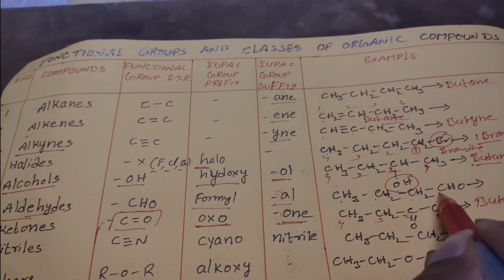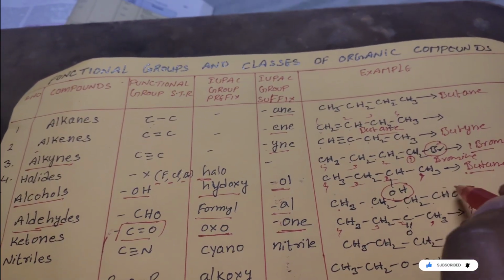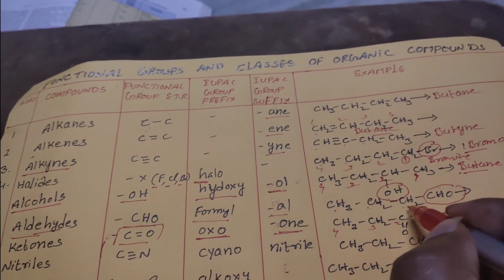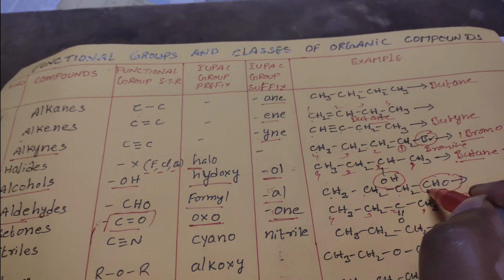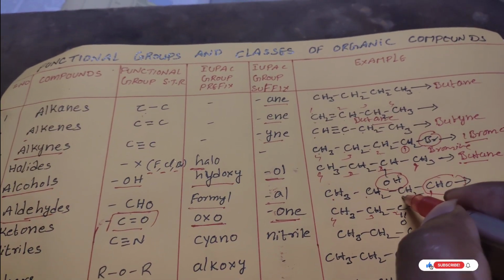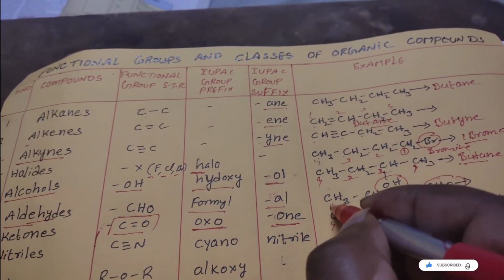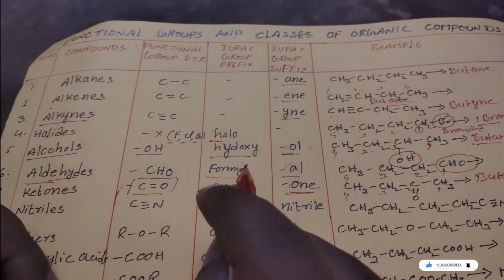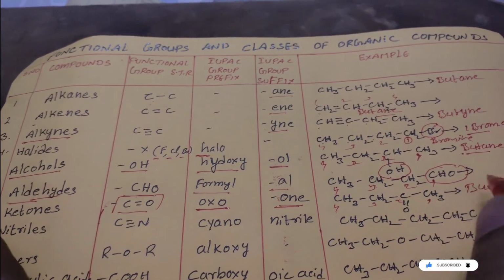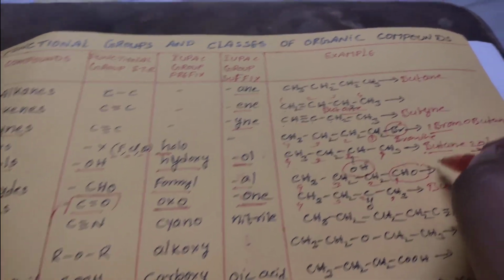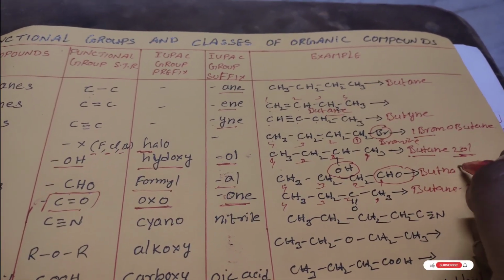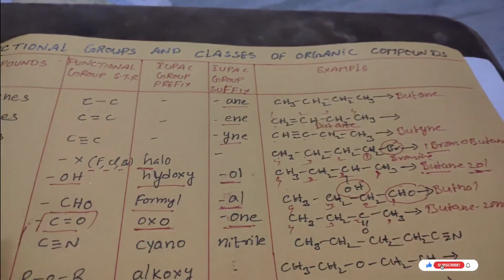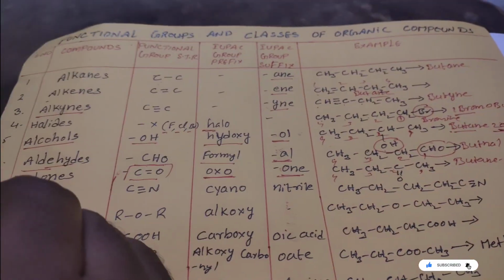So I am writing one example here. In the given structure 4 carbons are present, and here is the aldehyde group. The aldehyde-containing carbon also gets a number, so I am giving the numbering 1 2 3 4. The name of the compound is butanal, with the suffix al.